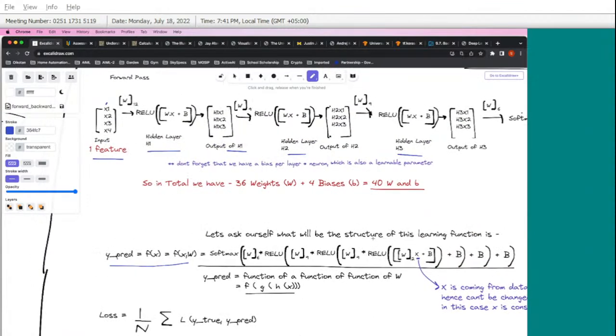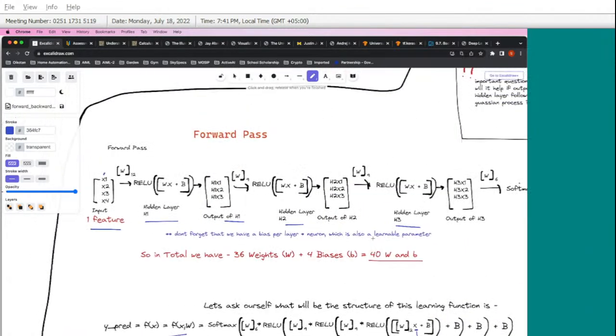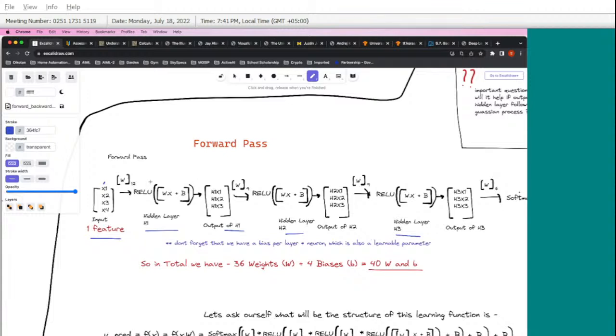And we have also formulated, at that time, that we need 12 weights at my hidden layer h1, 9 in my h2, and 9 in my h3, and so on and so forth, right? At that time, we also said, don't forget we have some bias. So in total, that day we figured out there are 36 weights and 4 biases, okay? This was the state of that day, okay?